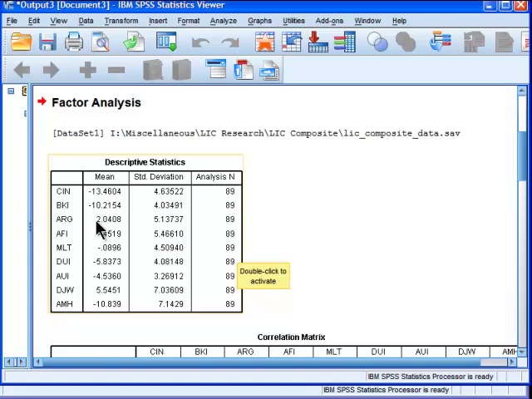Argo, this is ARG, Argo Investments, which on average trades at a premium of 2.0, but its standard deviation is 5, so it does go into the negatives at times.